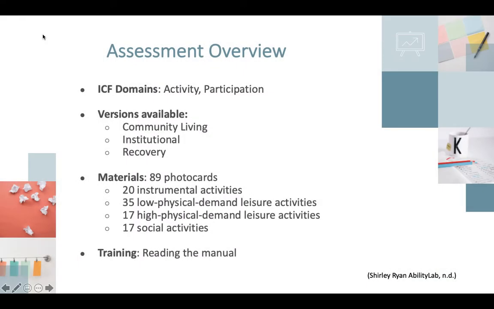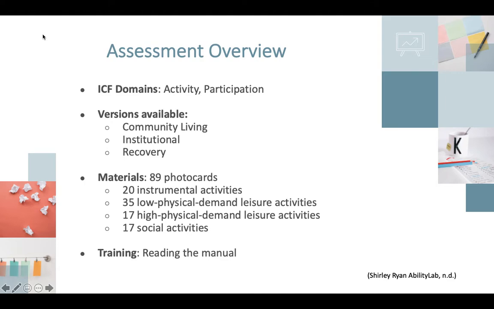The activity card sort features 2 International Classification of Functioning, Disability, and Health domains, which are activity and participation. The activity card sort 2nd edition has 3 versions. Each version has the same set of photographs but uses different sorting strategies. The versions available include the community living version for community dwelling older adults, the institutional version for older adults in a hospital, skilled nursing, or rehabilitation hospital, and the recovery version for older adults recovering from an injury or disease.